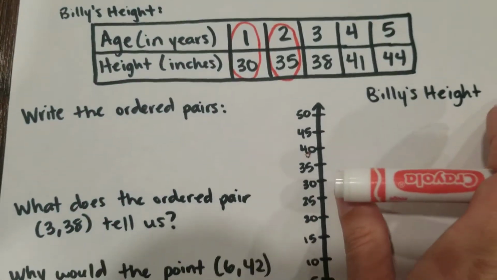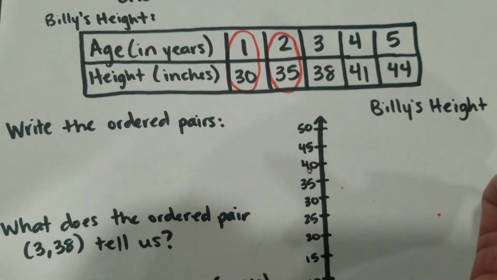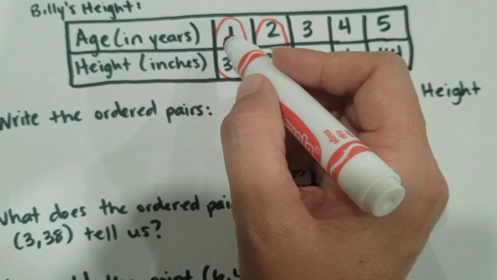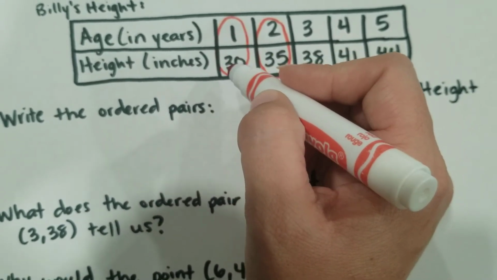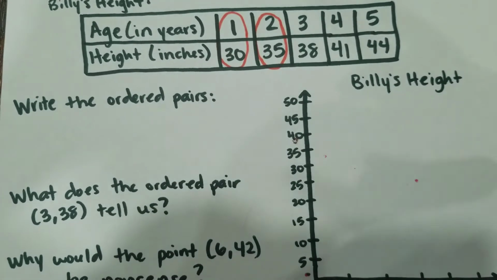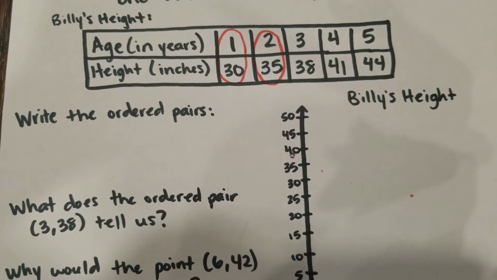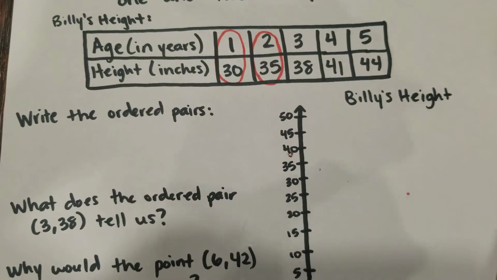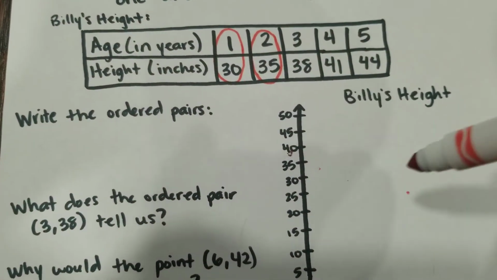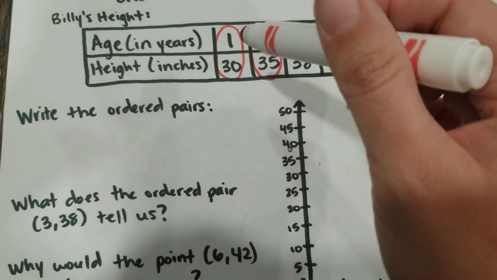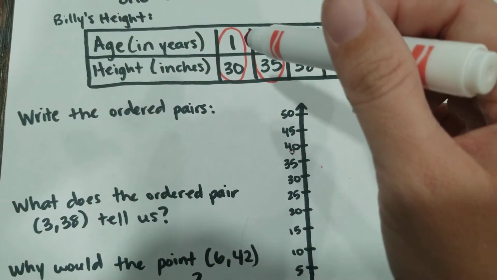Now to write that, we're going to have to decide which one's our x-coordinate and which one's our y-coordinate. I'm going to have the years, how old he is, be our x-coordinate, and the height be our y-coordinate. You could absolutely switch them around and have the x-coordinate be the height, but whichever one you decide, you want to make sure that in your graph you show that correctly. So I'm going to have the age be the x-coordinate.